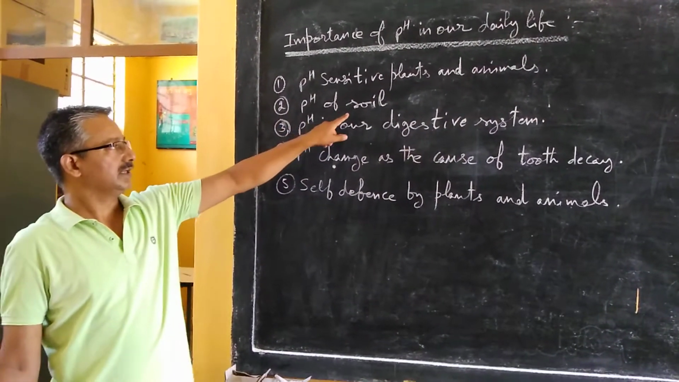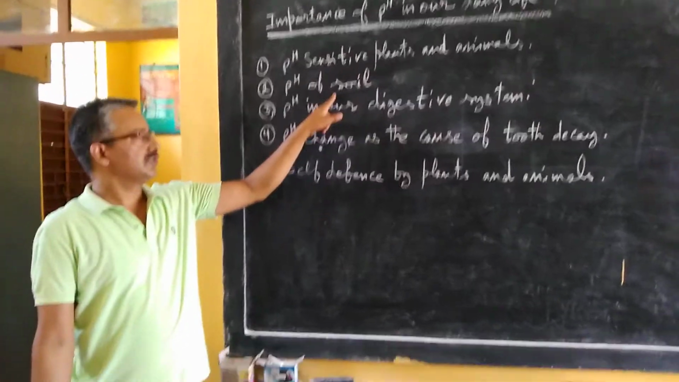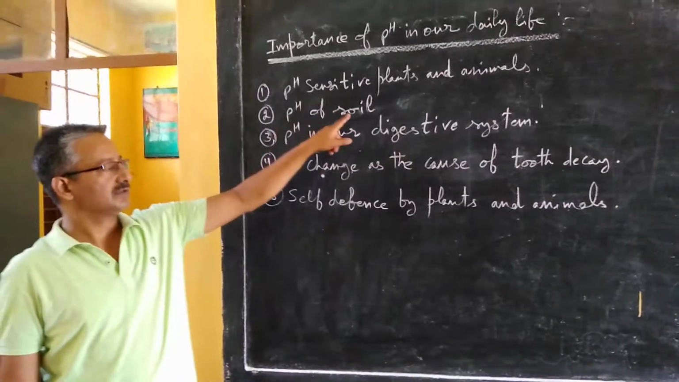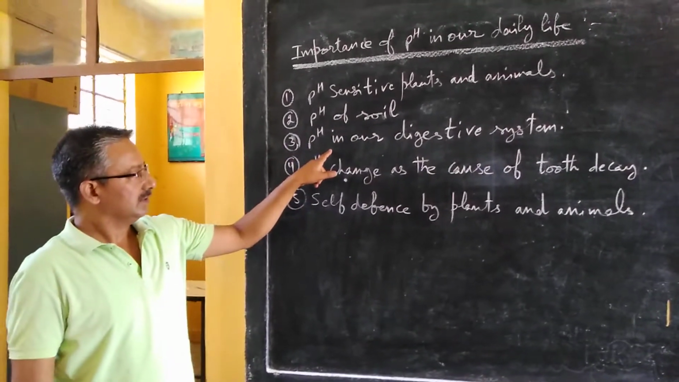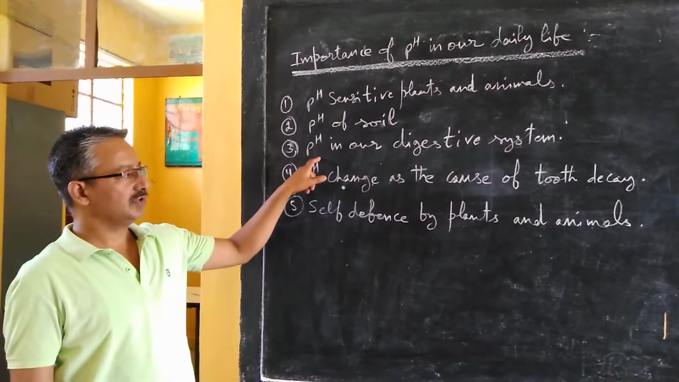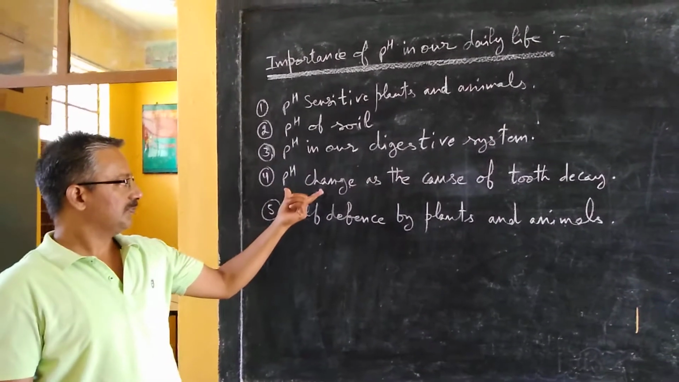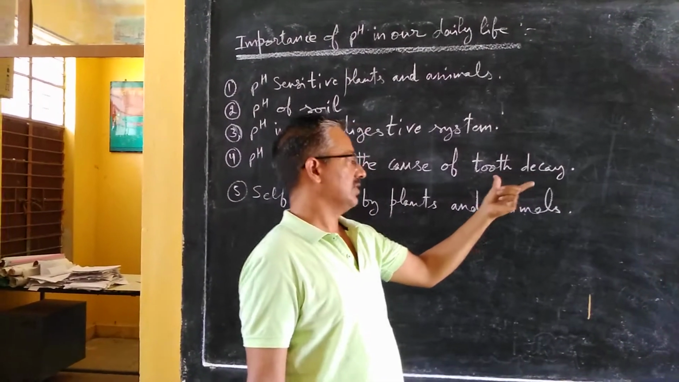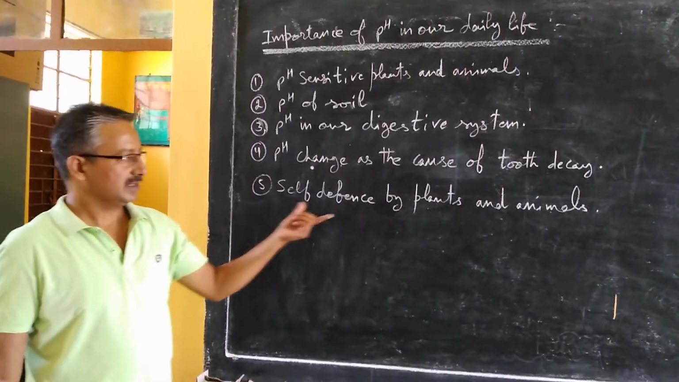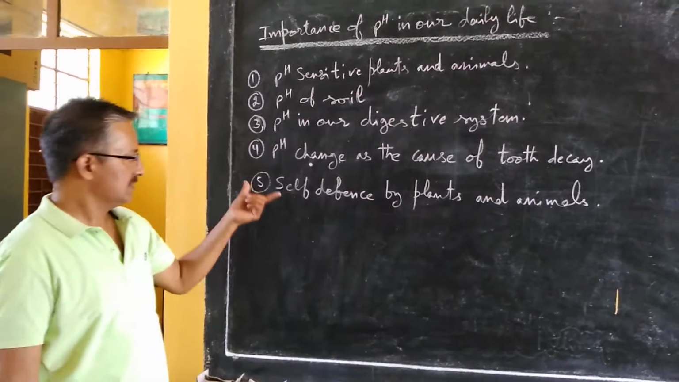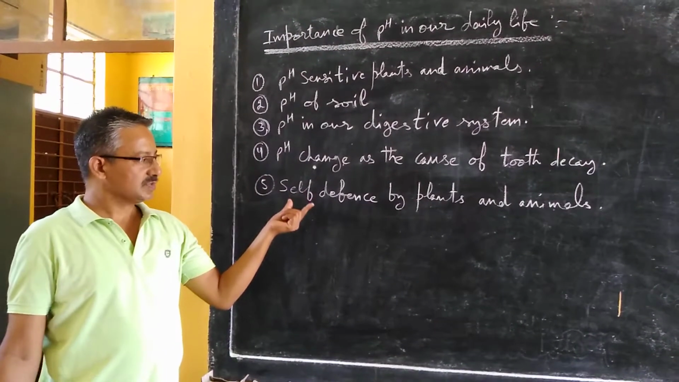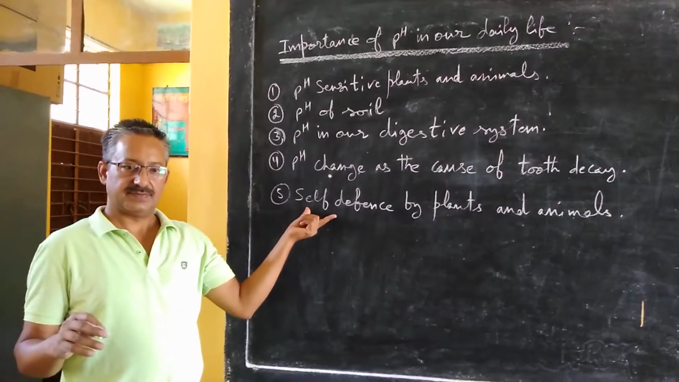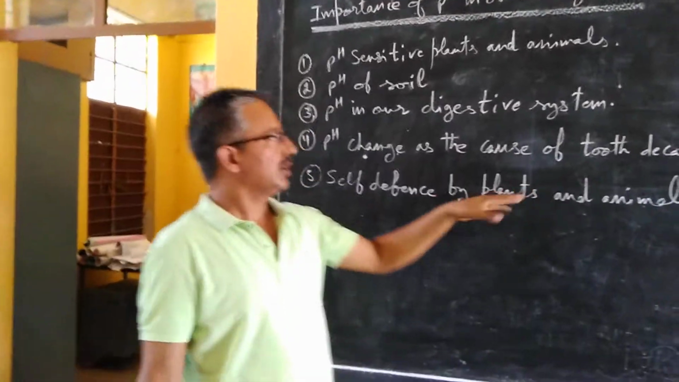This is one. Another is soil which is used for various crops. Is there any effect of pH or not? Then, in our digestive system also, is there any role of pH? Or if the pH of our mouth changes, then it may cause tooth decay or not. And the last is, there are a few plants and a few animals which use this pH for their defense. How they use this we will discuss. Now we will start one by one.